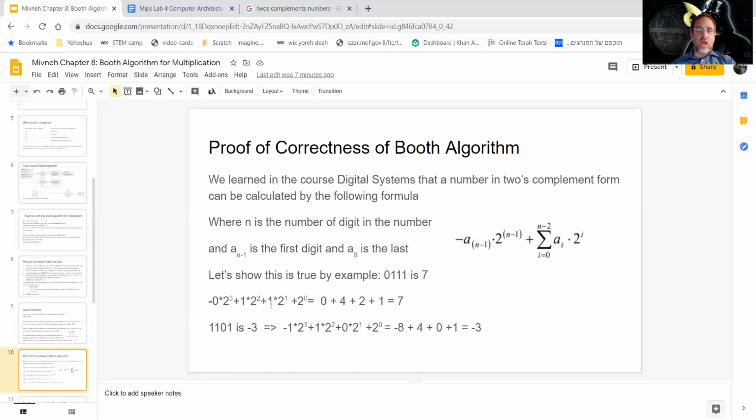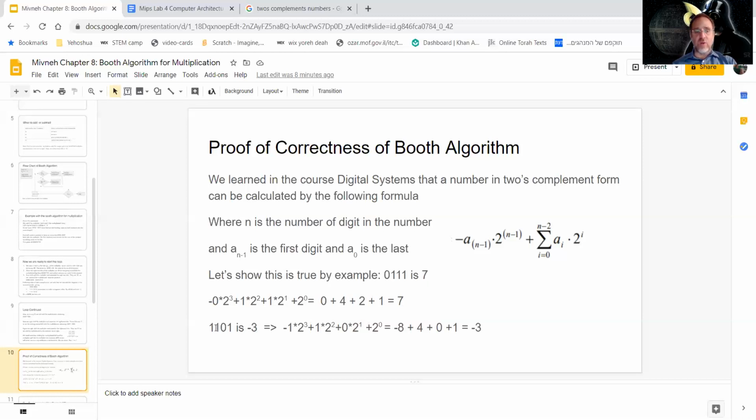Plus 1 times 2 to the first, which is 2. So I wrote a 2 over here. Plus 2 to the 0th is 1. So 4, 2, 1 equals 7. Now, let's see if it also works for a negative number.